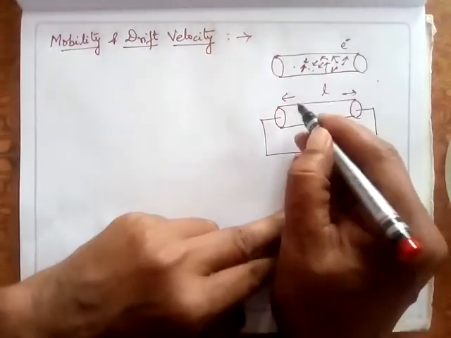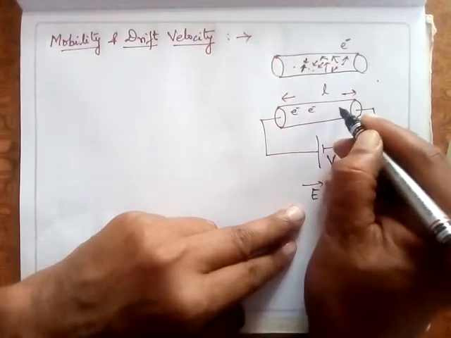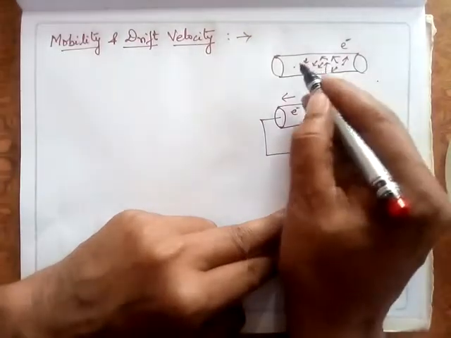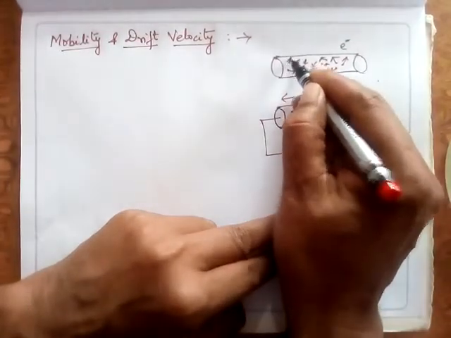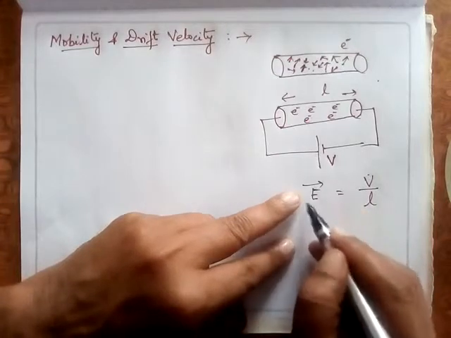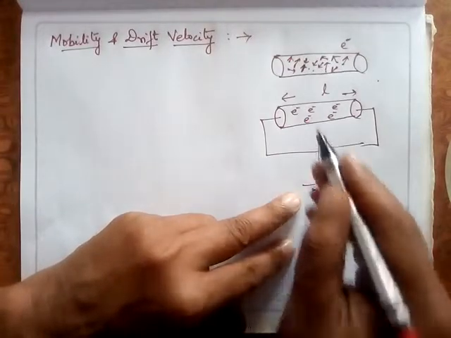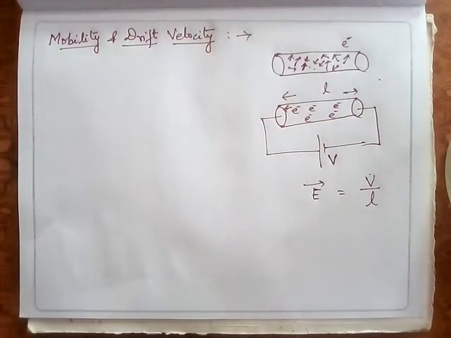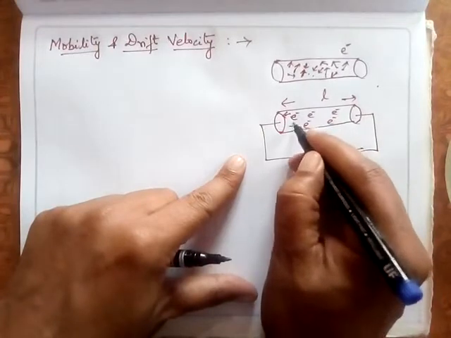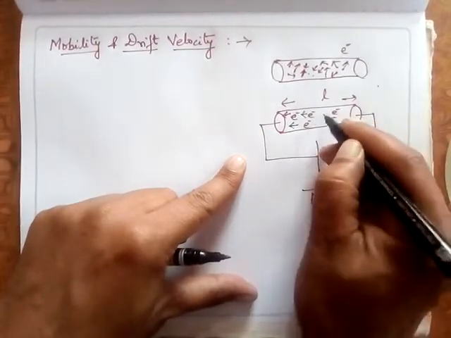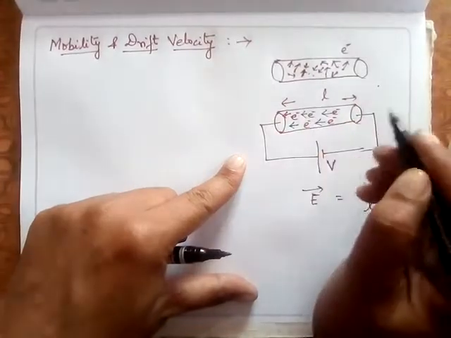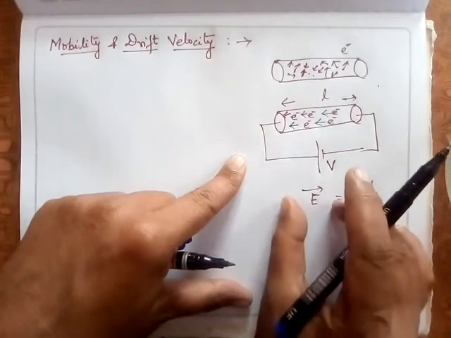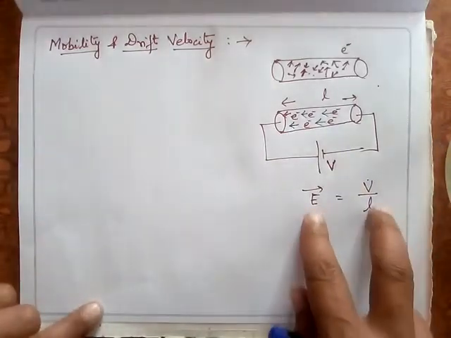So what will happen is that these negative charge electrons, which were moving in random directions, now move according to this electric field, and of course they move in this direction from negative to positive. The movement will be aligned in this direction, according to the direction of this electric field. I hope that this point is clear to you.